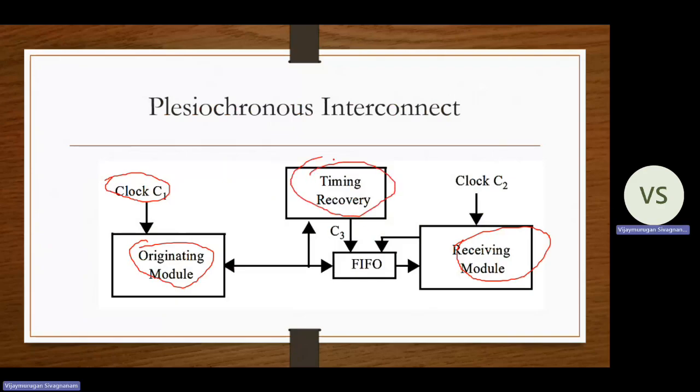Timing recovery: this block is mainly used to synchronize the originating module and receiving module data. This timing recovery sends the signal to the FIFO. FIFO means first in, first out. C3 is the enable signal for the FIFO. After getting the C3 value, the FIFO buffer gets the data from the originating module. Then this data is transferred to the receiving module. So this is the operation of the isochronous interconnect.